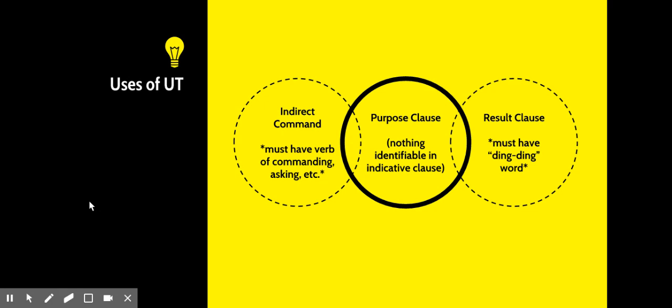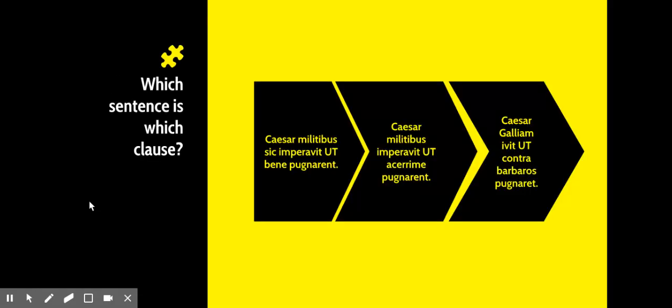So we have several uses of ut now that we're going to differentiate by what happens before the ut. In an indirect command, we have a verb of commanding or asking that must appear before your ut. If there's a purpose clause, there's nothing that happens before the ut. But if there's a result clause, you will definitely have a ding-ding word that occurs before the ut. So this is an opportunity for you to look at all 3 sentences and figure out which one is which clause. We have 3 options: indirect command, purpose clause, or result clause. We're going to go over these sentences in class tomorrow to see if you identified them the correct way.